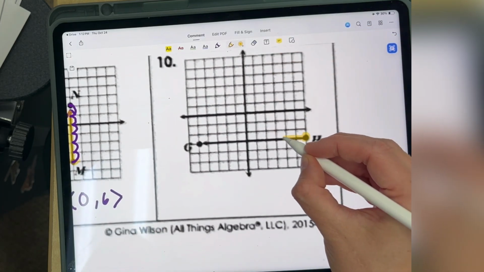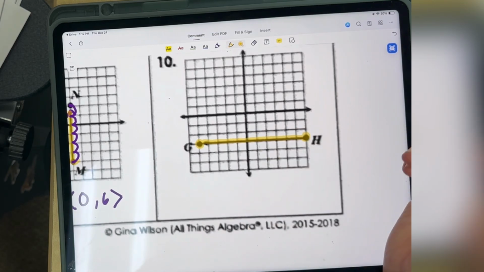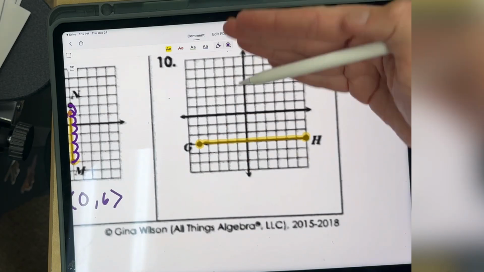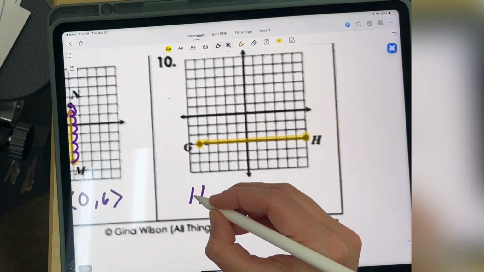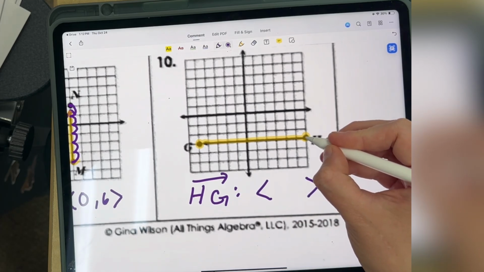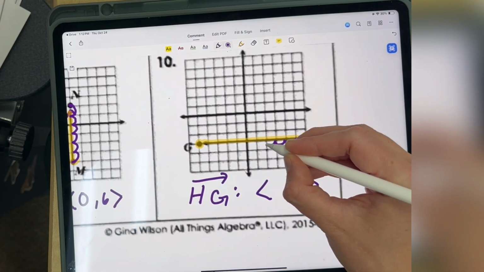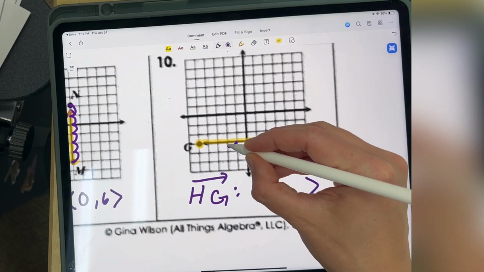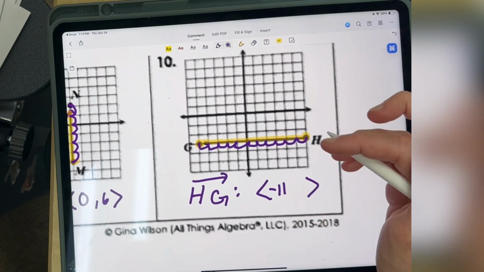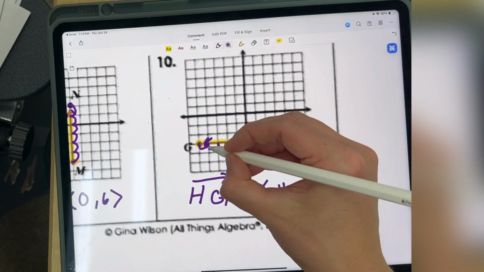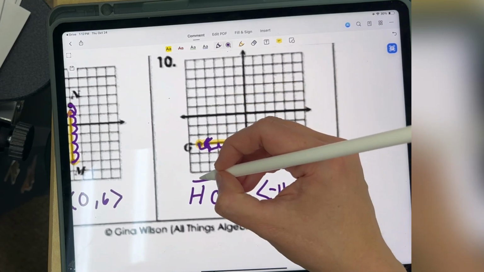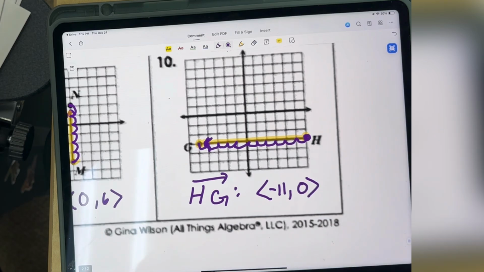I'm starting at H and going to G, but I don't go up or down. So since I don't go up or down, my y value is going to be 0 because I'm not going up the y-axis or down the y-axis. So I'm starting at H, terminating at G. How do I get from H to G? I hop 1, 2, 3, 4, 5, 6, 7, 8, 9, 10, 11 hops to the left because I start at H and my arrow is right there, okay? So I'm going towards G. And then since I'm not going to go up or down, it would be a 0 here.